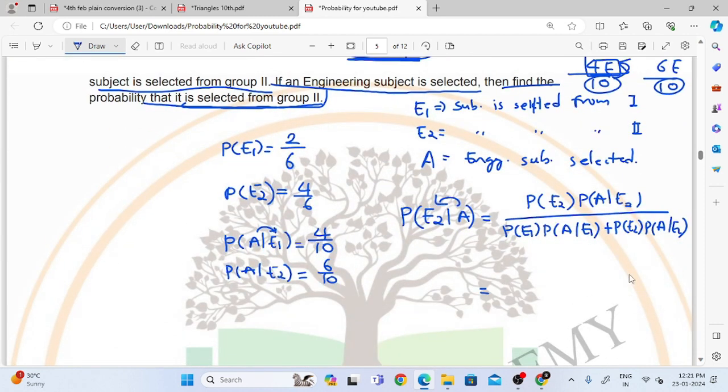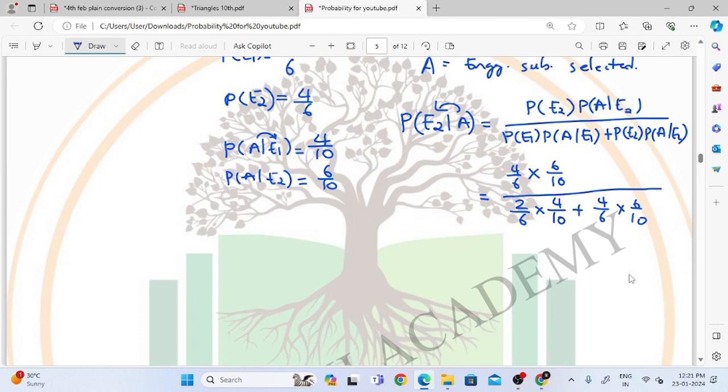So now we have to just substitute the values. P of E2 is 4 by 6, into P of A given E2, that is 6 by 10, divided by the total. So P of E1, that is 2 by 6, into P of A given E1, that is 4 by 10, plus 4 by 6 into 6 by 10. It is the same thing in the denominator. In all this type of question, just remember to keep the denominator equal for each term.